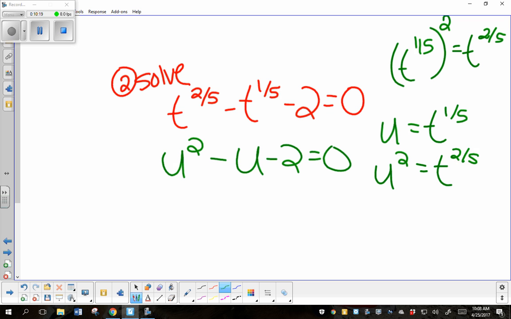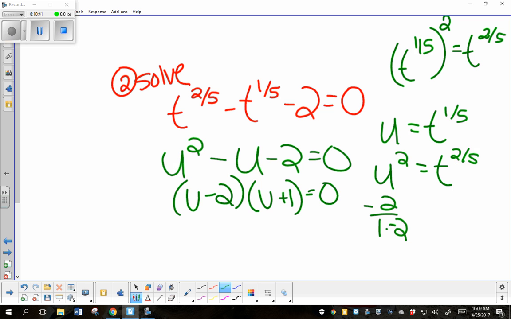Well, how do you guys think we should solve it? Factoring, completing the square, quadratic formula. Factor? We can do regular factoring, right? There's nothing here. Does it work? Does anything multiply to -2 and add to -1? -2 and 1, right? So we just have u minus 2, u plus 1.